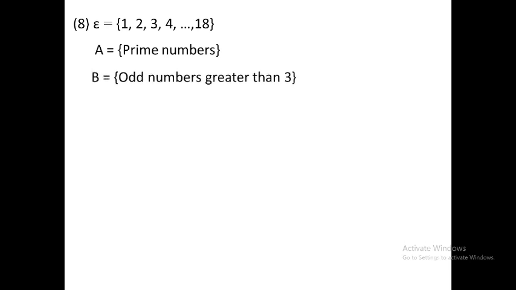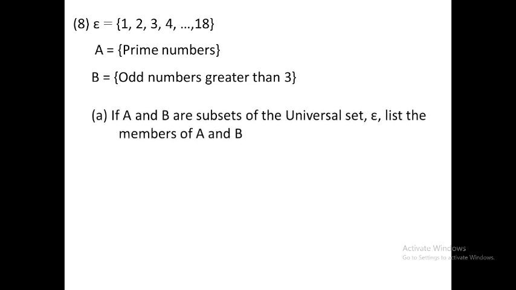Good. Now our A, what do we have? It says if A and B are subsets of the universal set, list the members of A and B. Should I give you some time to solve it? Okay, I'm waiting for you. Solve this and let's go.